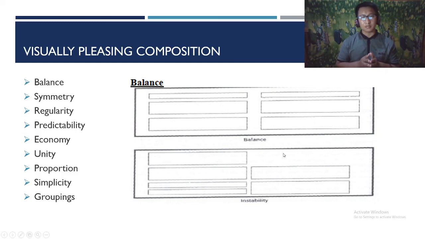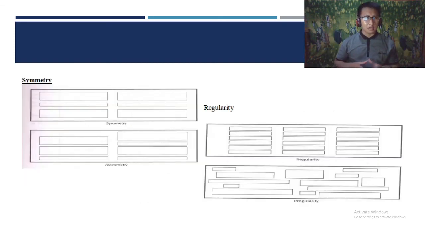So I don't know if there are some things that used to make this content like this. As what I have observed, all of the things that we need to consider is balance. So there should be balance on both sides. Next is symmetry. Symmetry is like this.